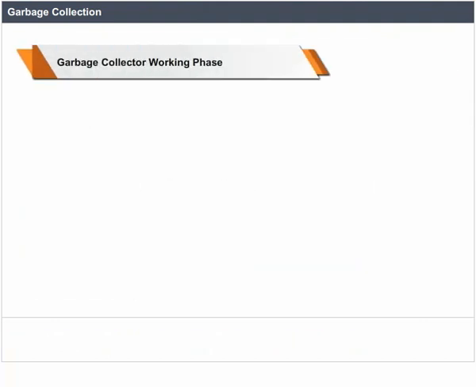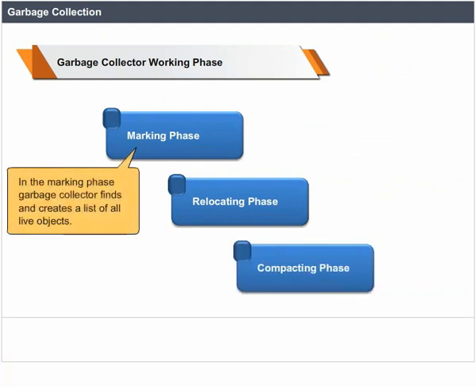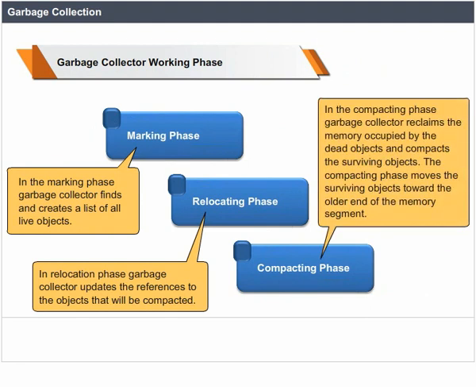Garbage collector working phases: marking phase, relocating phase, compacting phase. In the marking phase, the garbage collector finds and creates a list of all live objects. In the relocation phase, the garbage collector updates the references to the objects that will be compacted. In the compacting phase, the garbage collector reclaims the memory occupied by the dead objects and compacts the surviving objects. The compacting phase moves the surviving objects towards the older end of the memory segment.